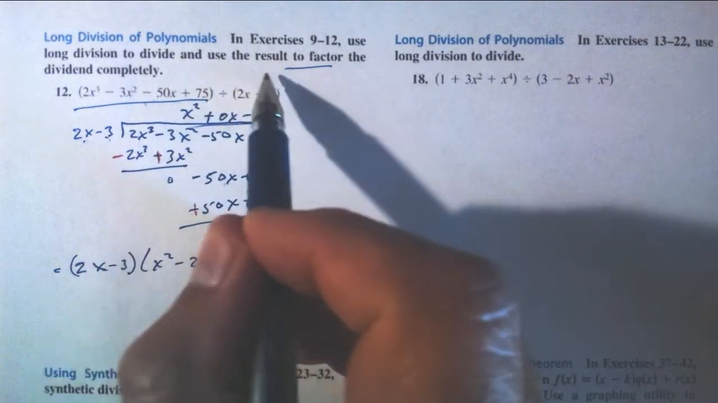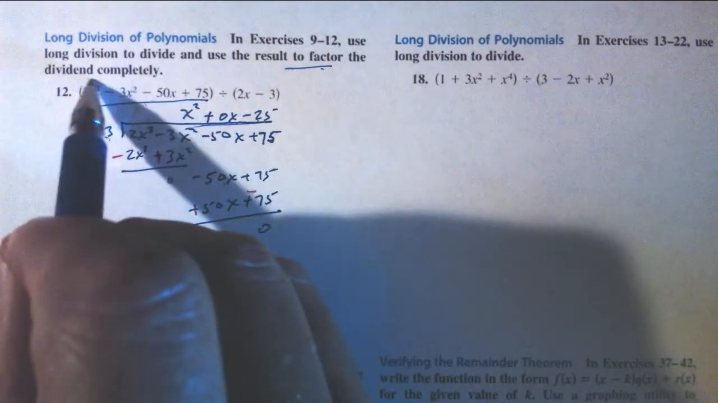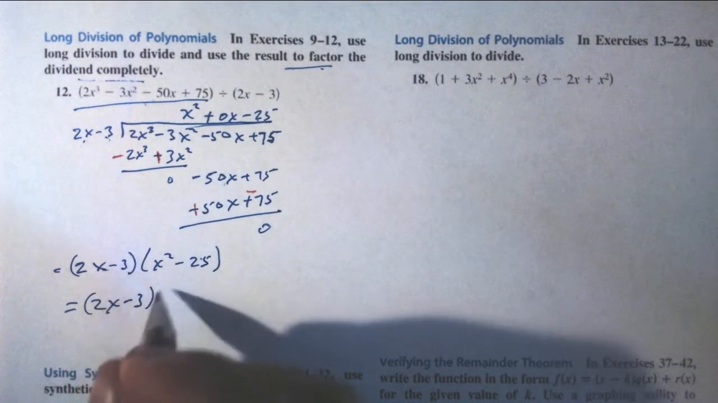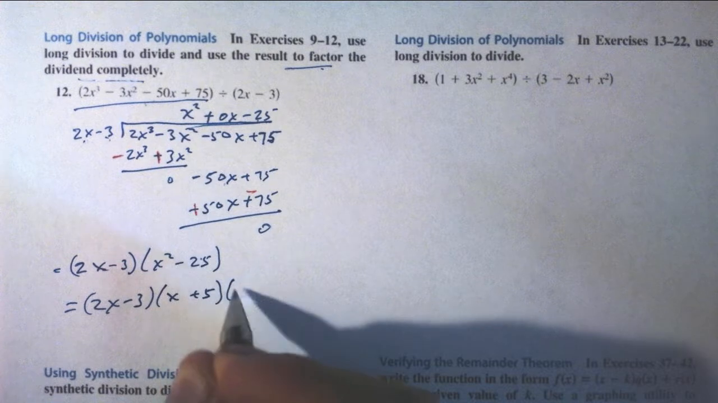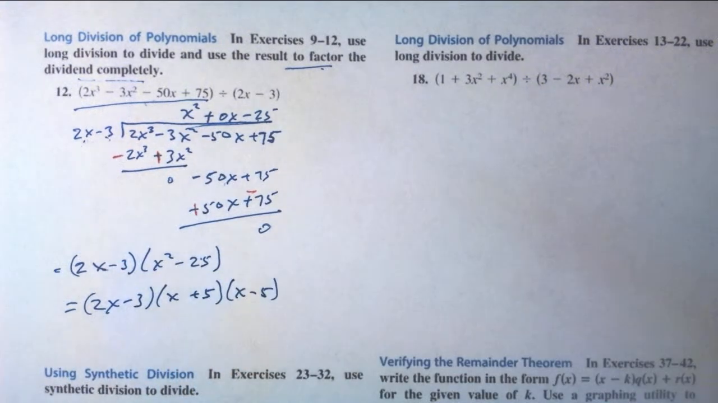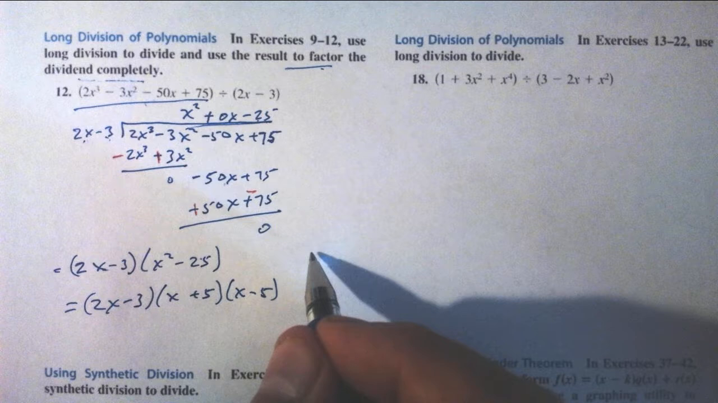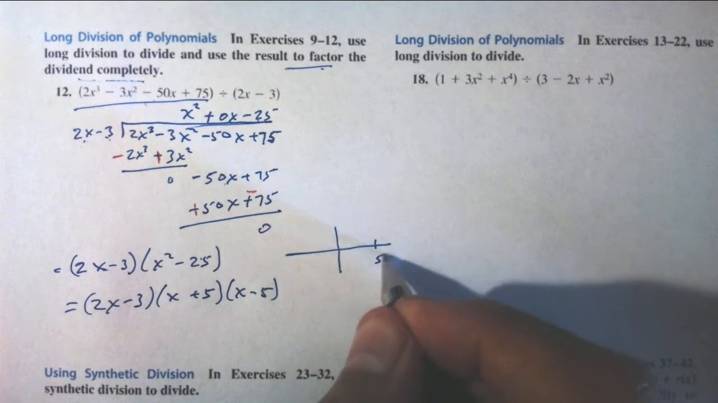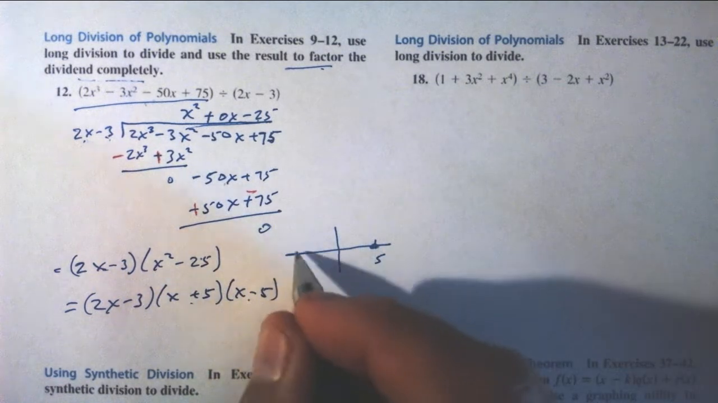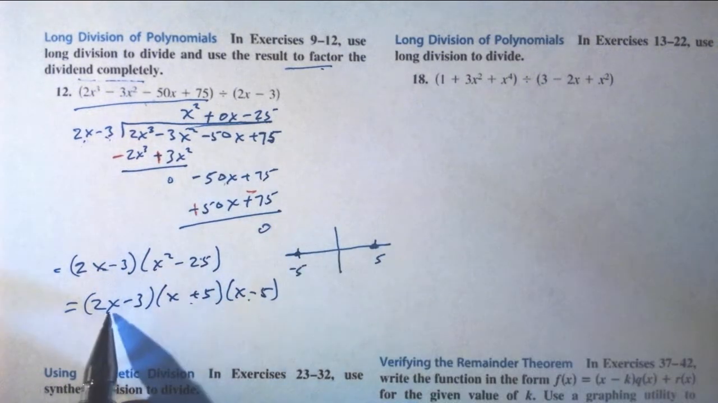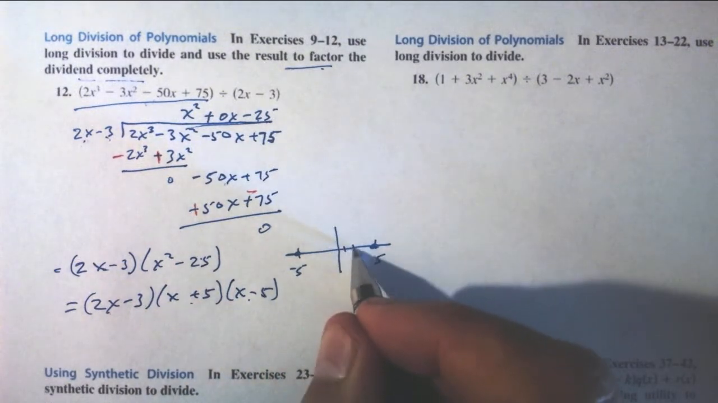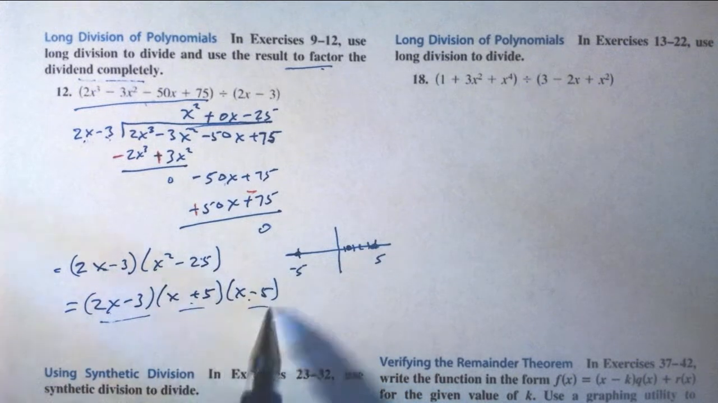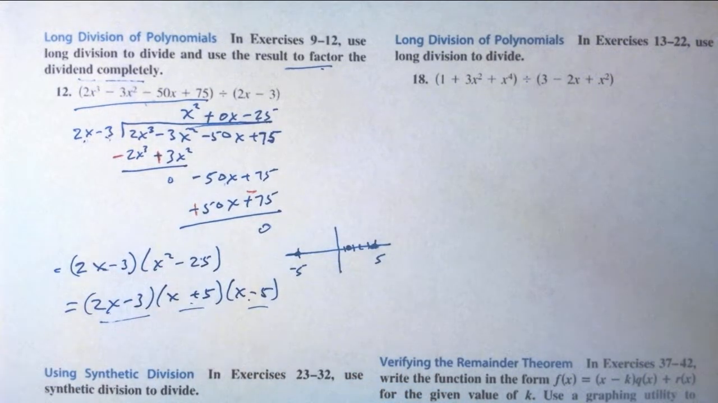Okay, so we did show that it was a factor, and now we're going to use the result to factor completely. Factoring completely: 2x minus 3, x plus 5, and x minus 5, difference of perfect squares. How's that helpful to us? If I was going to sketch a graph, I would know I have a 0 at 5, a 0 at negative 5, and a 0 at 1.5. They're all single zeros, so they just pass on through as if you were a line.